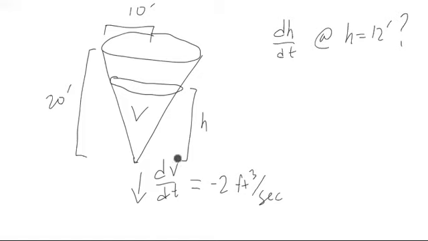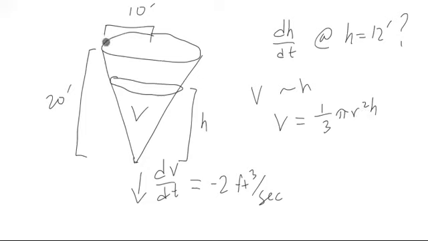First, since we want to relate dV/dt and dh/dt, we need to have a relationship between V and h itself. So we can have a formula for a cone, 1/3 times pi r squared h. So this relates V and h. However, you see the extra r in there. Maybe we can relate h and r together. We should be able to.